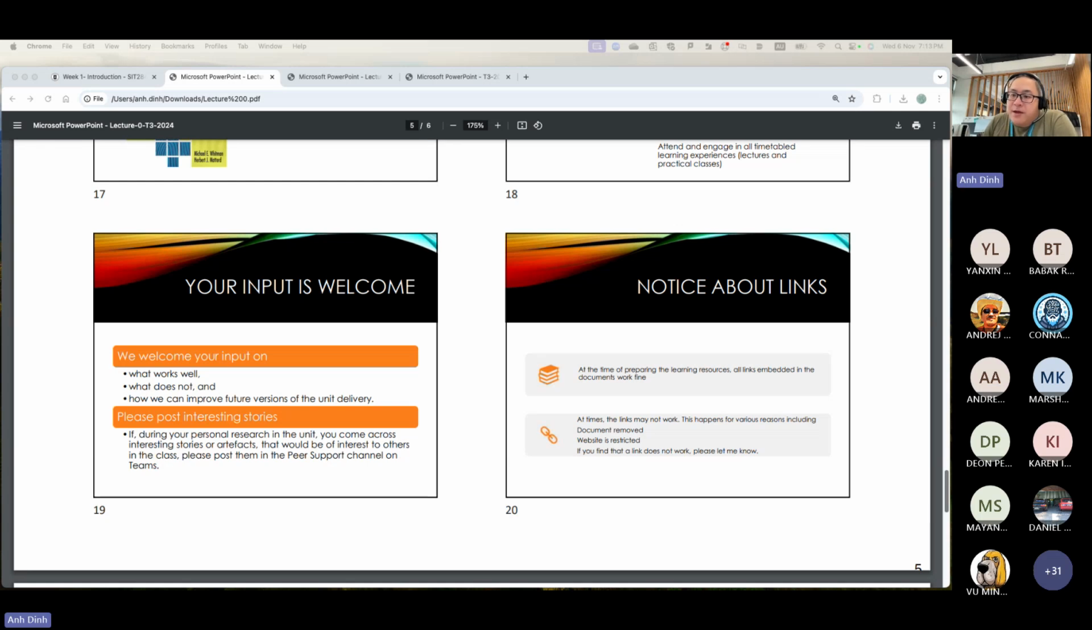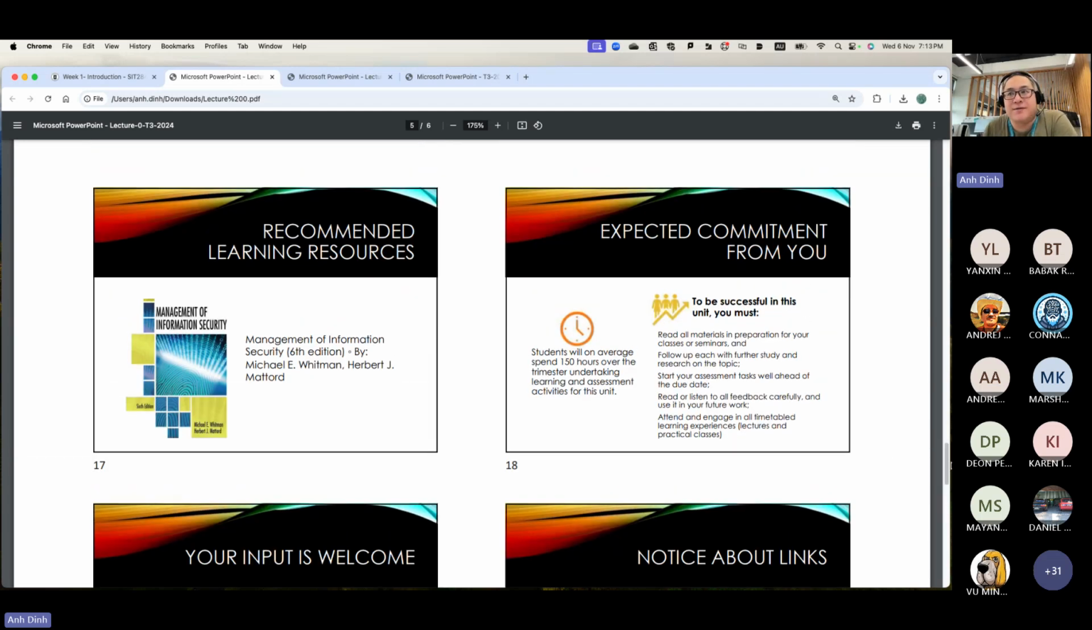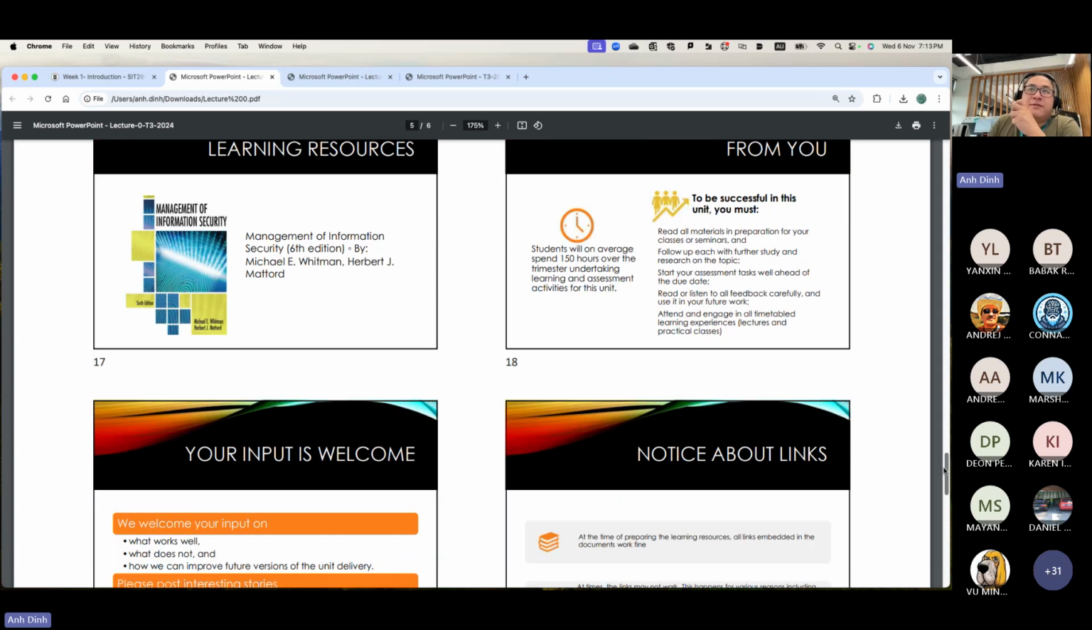Does the 150 hours include assignment completion time? This 150 hours is only an estimate. You don't have to clock in or out on every hour that you work on this unit, but this is a reasonable amount of time that you should spend in order to get a high grade.